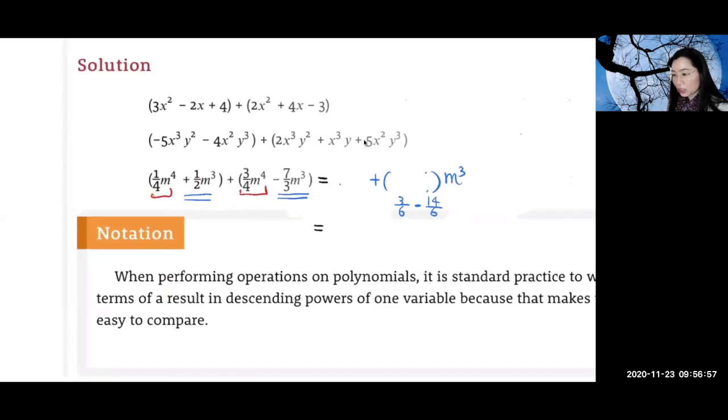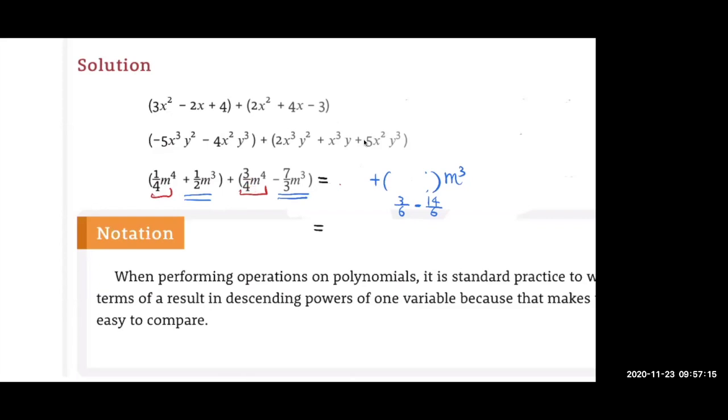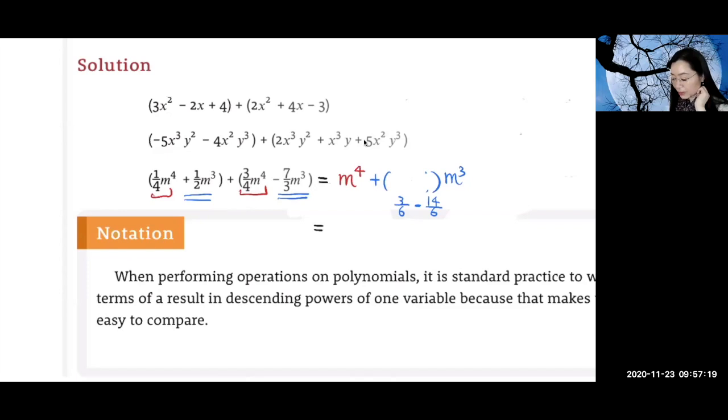When you add these two polynomials, you see that these two are like terms, right? So we can combine these two. We add the coefficients. 1/4 plus 3/4. What do you get? 1. So you get 1 m to the 4, right?